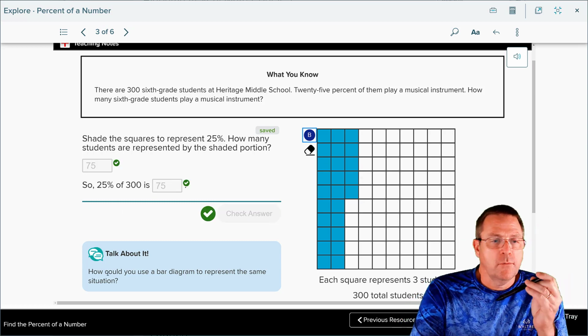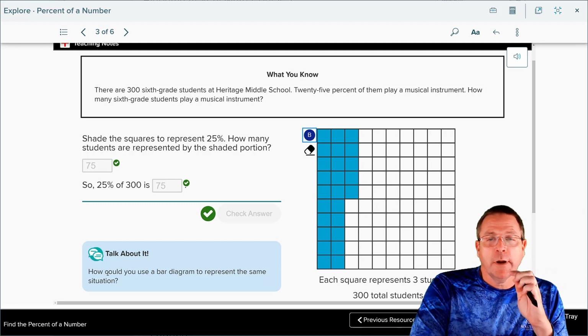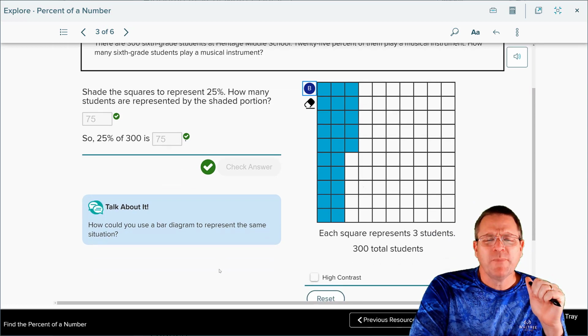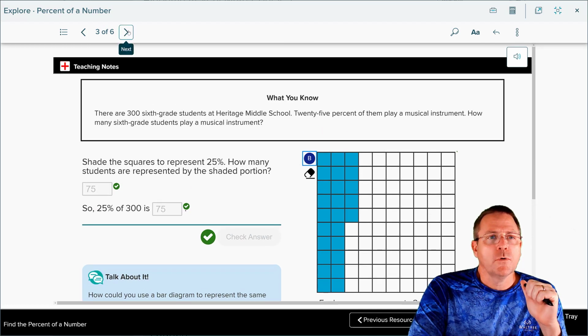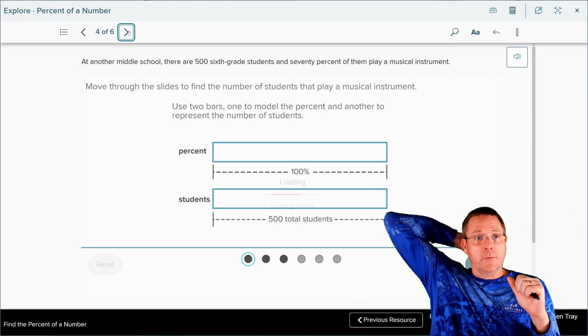The answer checked correctly. Now, how could you use a bar diagram to represent the same information? I'm pretty sure they're going to teach us that coming up. Check our answer over here. That answer checked as well. We're doing good. Move on to resource number 4.